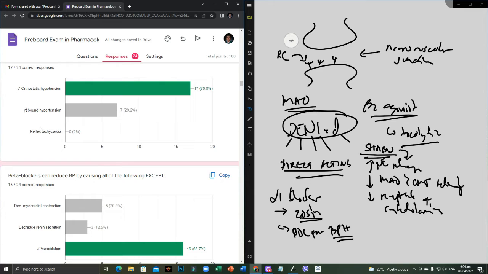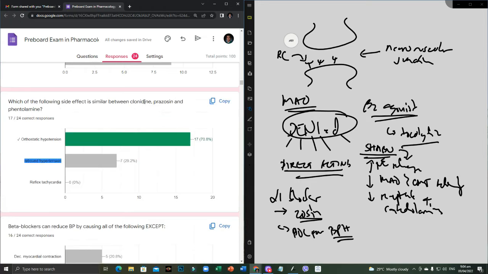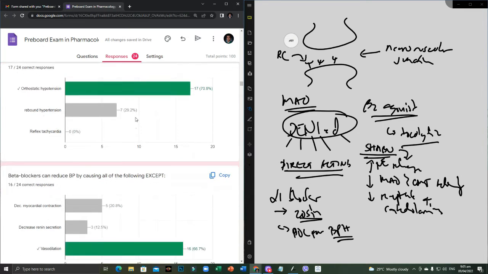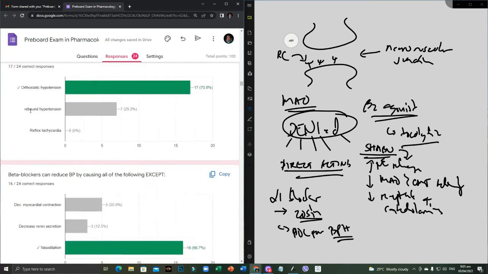Rebound hypertension, class, is specific for alpha 2, for clonidine. Then reflex tachycardia is a common side effect for prazosin. Alright. And also, of course, phentolamine.